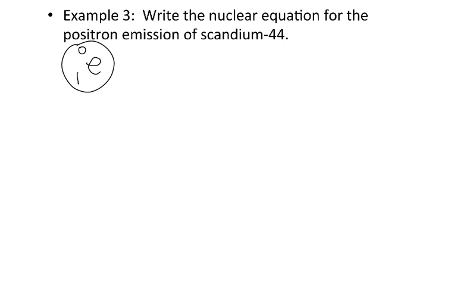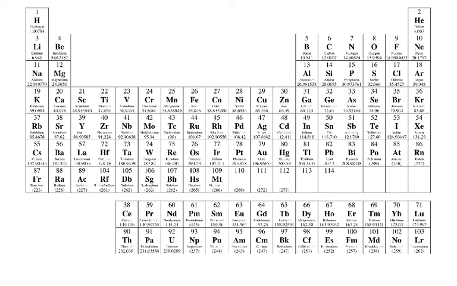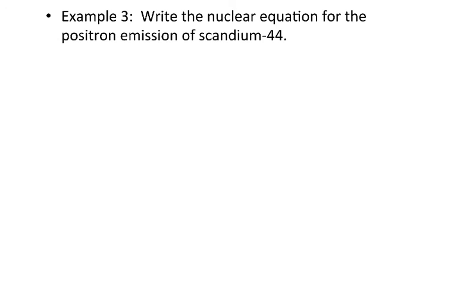And I need to know what the atomic number of scandium is, so I'll go to the periodic table again. All right, here's scandium right here. It's number 21. So now I can write the nuclear equation. I've got scandium-44, right? It's going to spit out the positron.